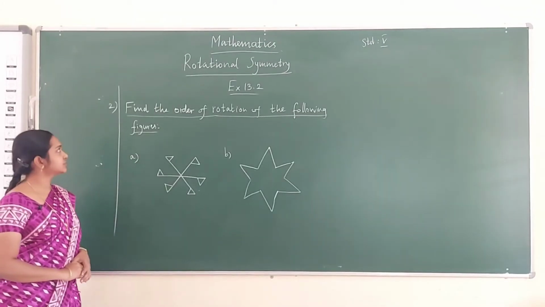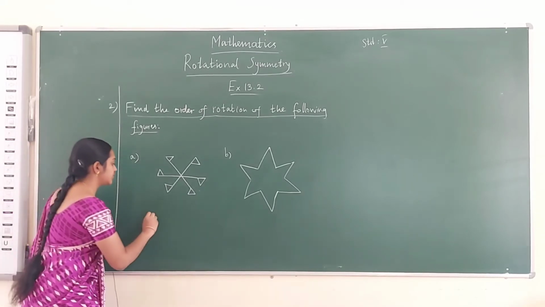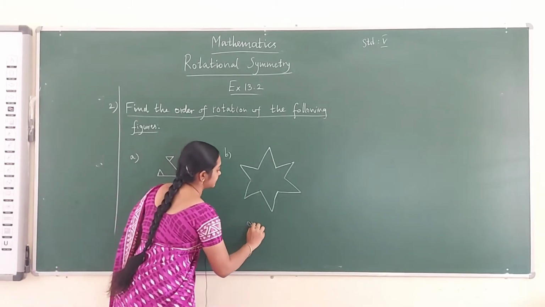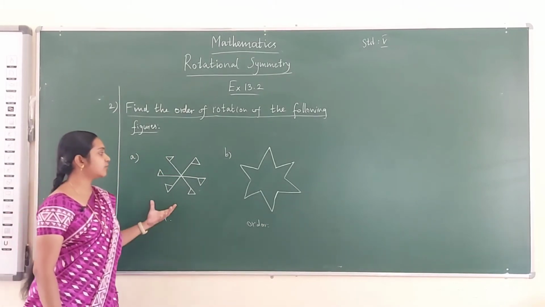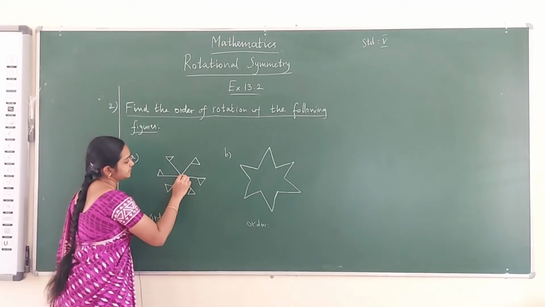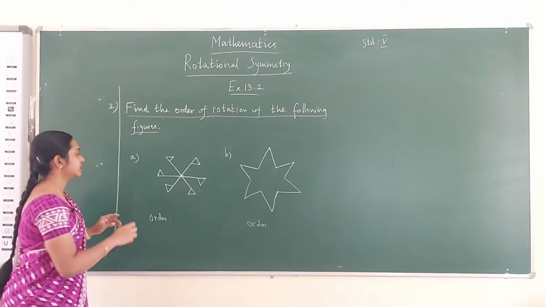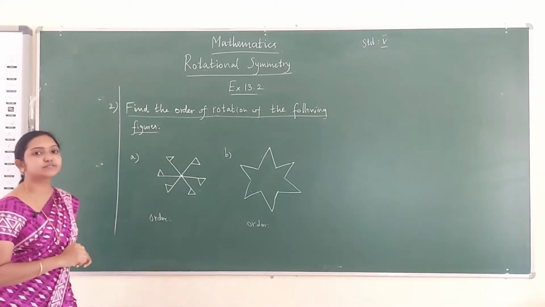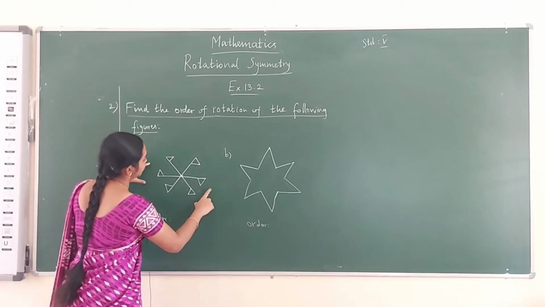The next question is to find the order of rotation of the following figures. We are going to find the order of the two figures. When an object is rotated along the center, we are going to find its order. We have to find how many times it looks the same as the original image while rotating. Consider as if we are rotating the image.